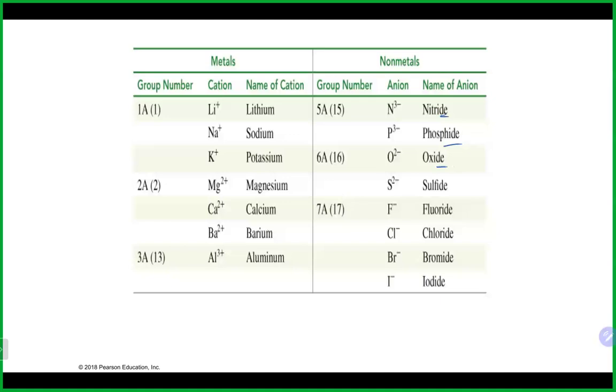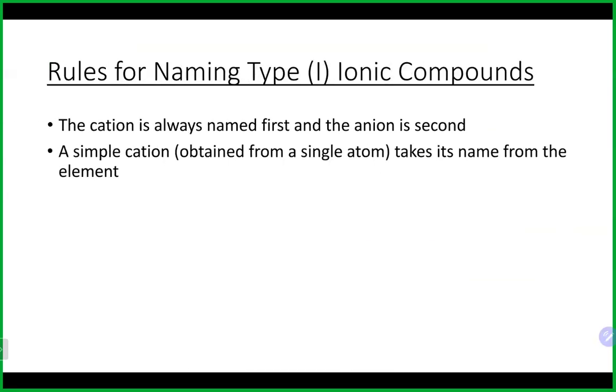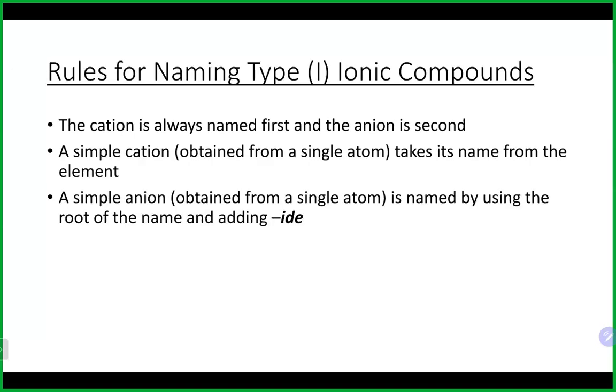Again, some take a little bit more than the back part of the element name off, and some a little less. And you'll kind of get the hang of it as you go through it. So let's talk a little about type 1 ionic compounds and how we go about naming them. As I mentioned before, type 1 is our metal and nonmetal.